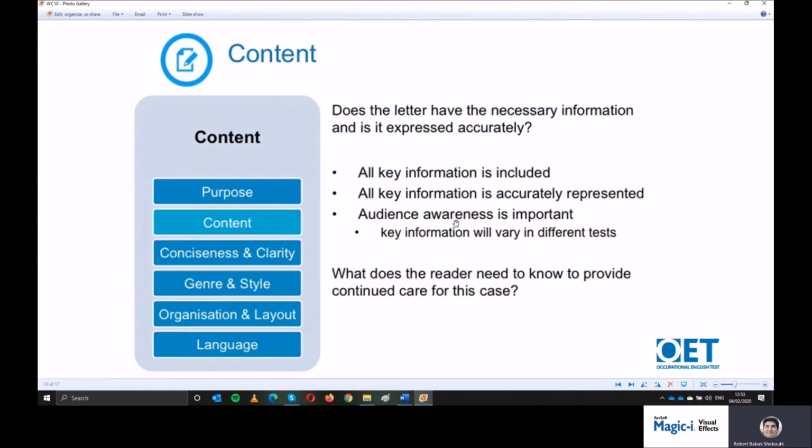Can you send the same letter to both? No, it wouldn't work for the same because the information for each of them is different. Good. The information is different, the purpose is different, everything is different, okay?